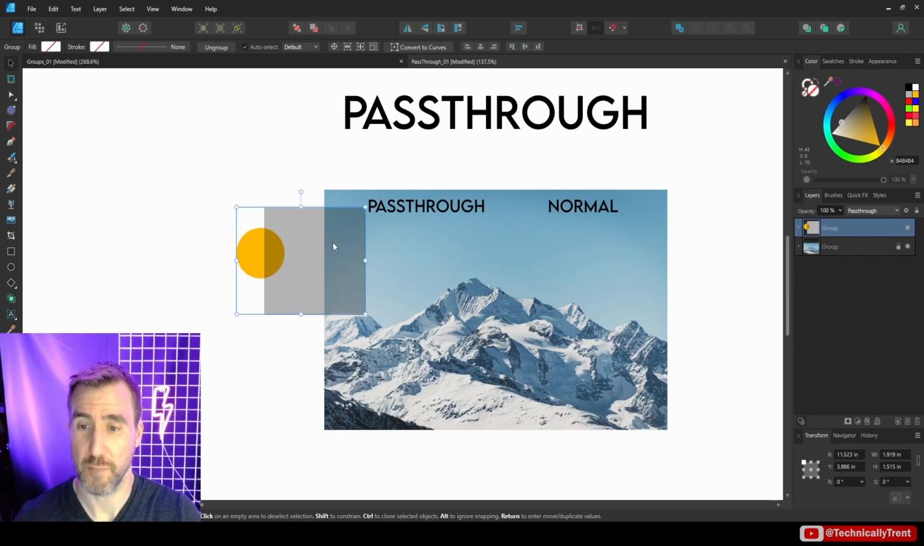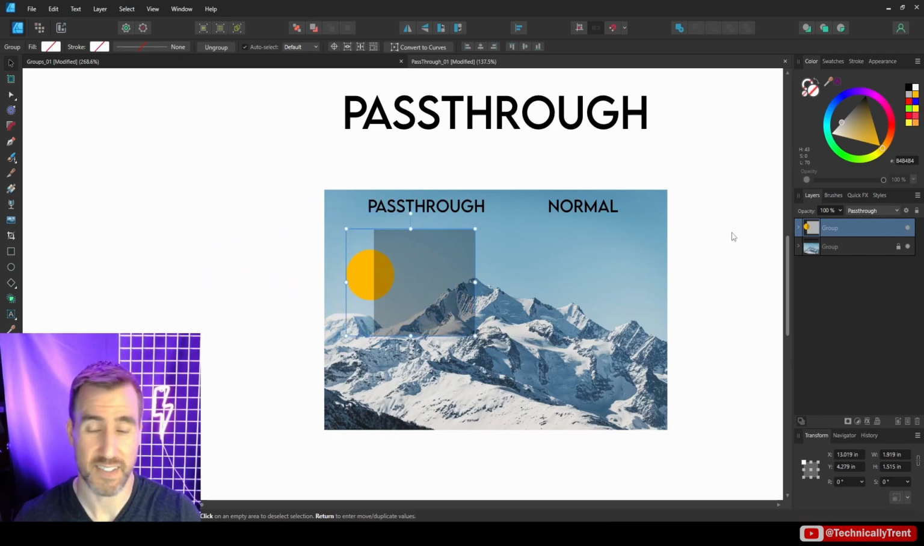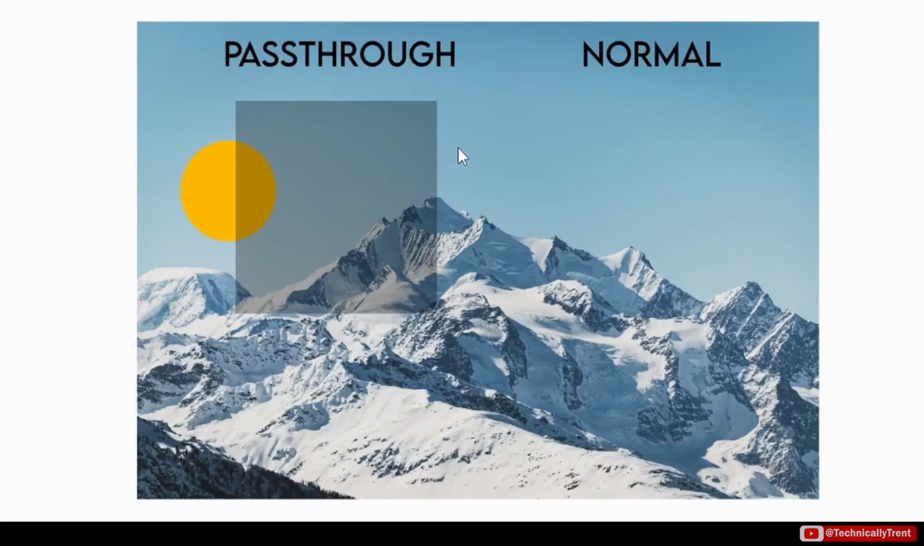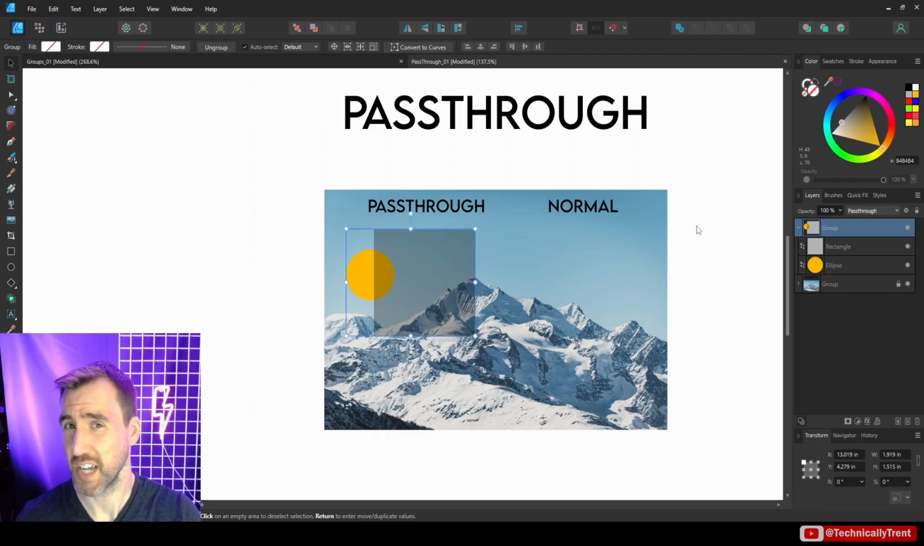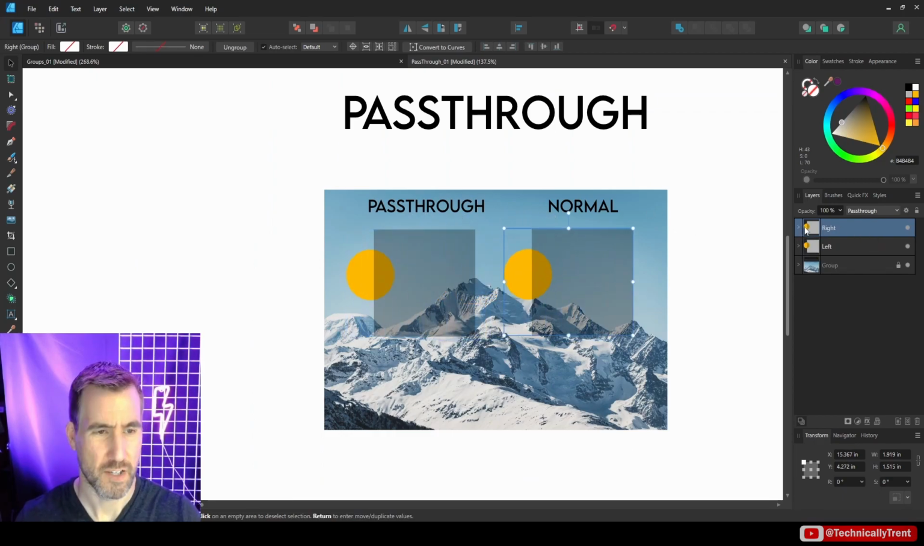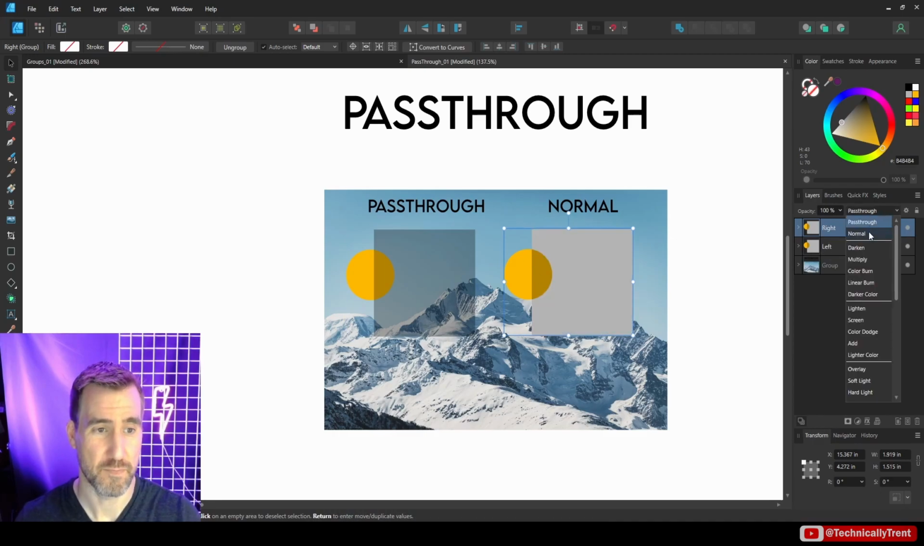Now when I move this group over my image, you'll see that it affects the layer below it. The square is making the image darker, and the circle is solid. So this is happening because I have it set to pass-through. So the question now is, what happens if I set it to normal? Well, let me copy it over here. So this group is my group on the right here. Instead of pass-through, let me make it normal.